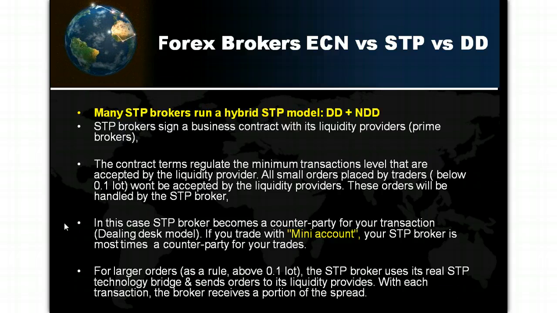On the larger trades, as a rule above the mini lot or 0.1 of a lot, the STP broker uses its real STP technology bridge and sends orders to its liquidity providers. With each transaction, the broker then receives a portion of the spread.